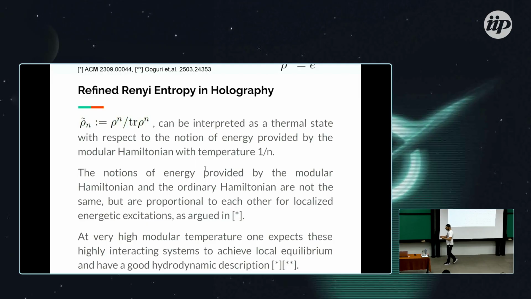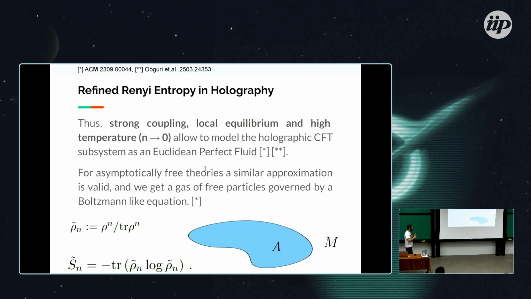So I am able to re-understand this high modular temperature in terms of some high energy temperature point by point in the system, and at very high modular temperature, one expects this highly interactive system to achieve local equilibrium and have a good hydrodynamic description. All this to say that this n to 0 limit, effectively this high temperature limit, will allow us to model our system or our subsystem in the CFT as a Euclidean perfect fluid in this very n to 0 limit.